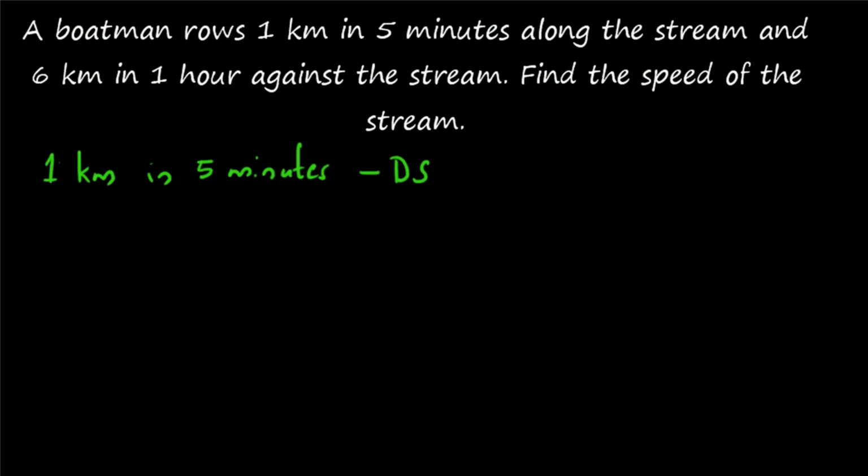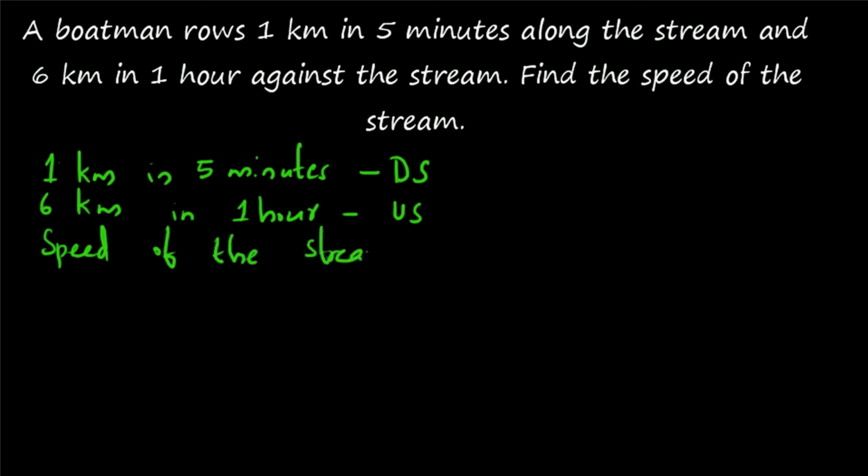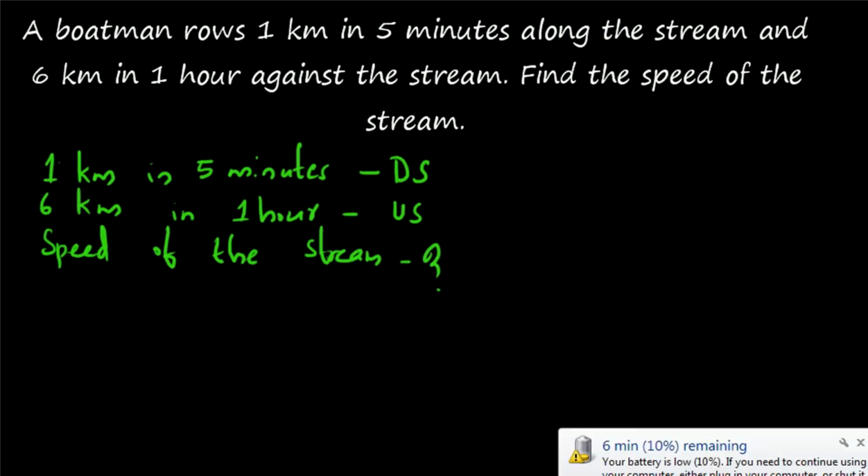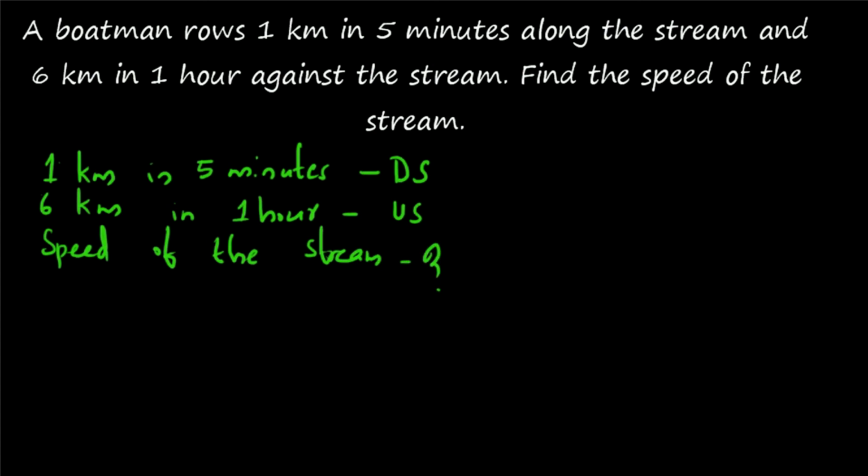So 1 kilometer in 5 minutes means downstream he is rowing 1 kilometer in 5 minutes, and for upstream it will be equal to 6 kilometer in 1 hour. You have to find out the speed of the stream. A similar question just like the previous one, but here the terms upstream and downstream are not directly given. That is the only difference. So we can proceed as before. Here also the distance is given and the time taken is also given, so you can find out the speed.